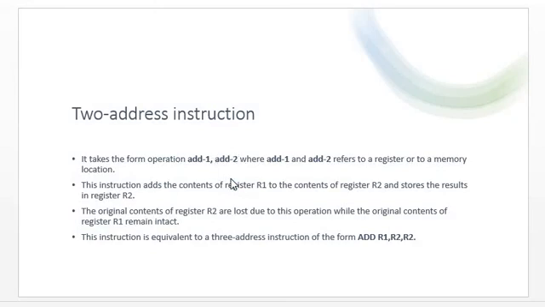So you can say a 2 address instruction is equivalent to a 3 address instruction in the form of add R1 to R2 and store the result in R3. That's the equivalent of a 3 address instruction. So we are saying add 1 to add 2, meaning add contents of register 1 to contents of register 2 and store the result in register 2. That's a 2 address instruction for you there.